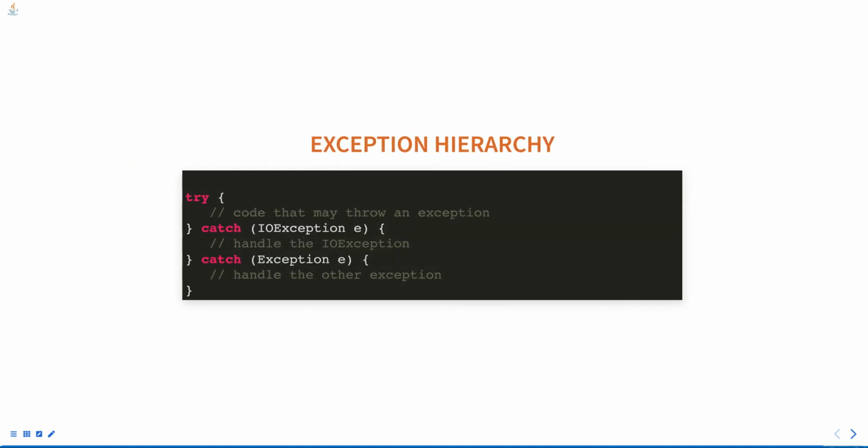Exception hierarchy. Java's exception classes form a hierarchy with the class Throwable at the root of the hierarchy. Subclasses of Throwable include Exception and Error. And below is an example of exception hierarchy.